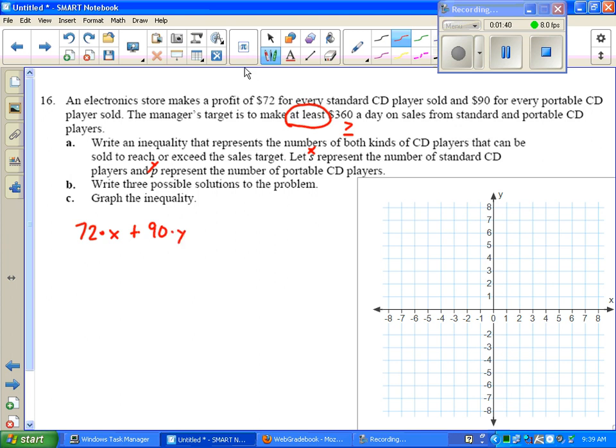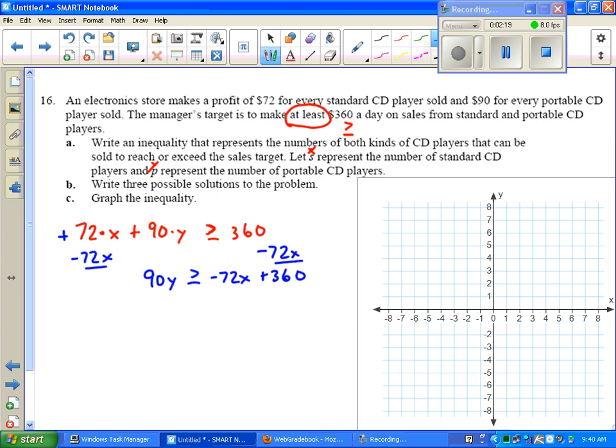You don't know how many standards and you don't know how many portables they're going to sell, but we know how much we'll get for each one, and we know we've got to make at least $360. So that'll be our inequality written just like that. 72 times X plus 90 times Y is greater than or equal to 360. Get rid of plus 72X by subtracting 72X. If you subtract it from the left, you need to subtract it from the right. You're left with 90Y is greater than or equal to negative 72X plus 360.